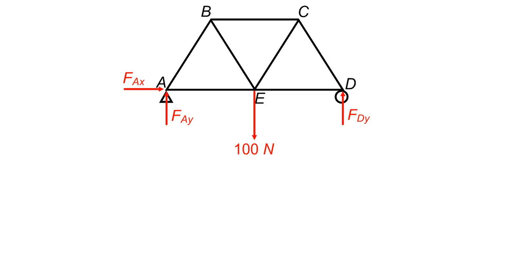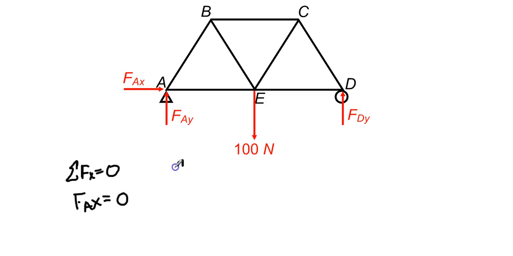First, we want to look at the sum of the forces. Because this is in static equilibrium, the sum of the forces in the X direction is equal to 0. We've only got one force in the X direction, the force at A in the X direction. Because that's the only force and this is in static equilibrium, we know that it's equal to 0.